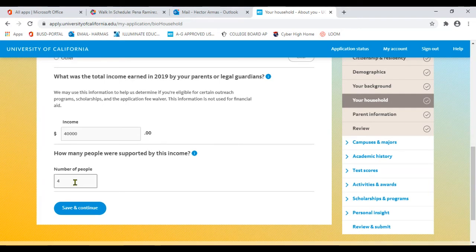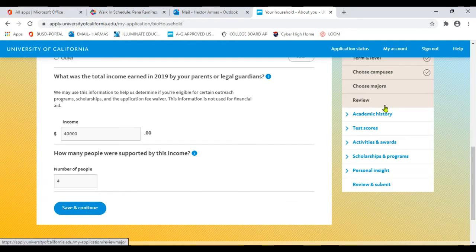And secondly, the number of people here is basically the number of people that are supported by this income. What that means is, if you have a household of, say for instance, you, your mom, your dad, and your little brother, there's 4 people. But if there's also a grandmother living at home and she gets half of her support from your parents, then you would also include her, which will be 5. Okay, so where did you want me to go? Campus and majors? Yes, please.